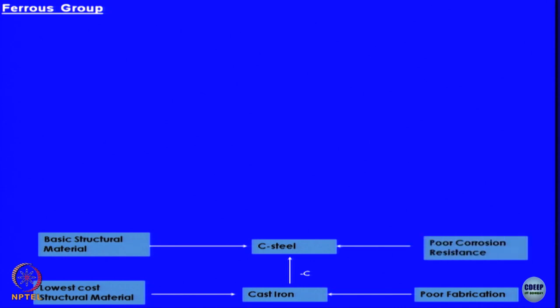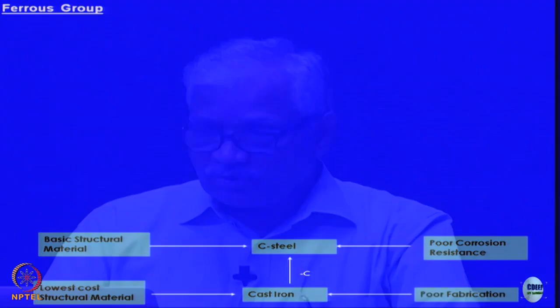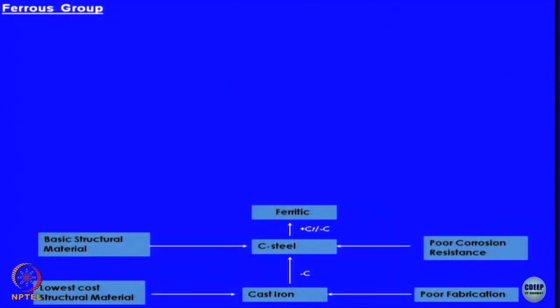What is the problem with that? The problem is it has poor corrosion resistance, it is a basic material. The corrosion resistance of that is not that great. So, how to improve corrosion resistance? You add chromium, but you cannot add chromium when you have a large amount of carbon. So, remove carbon, add chromium, you get a stainless steel that is called ferritic grade stainless steel. It has a reasonable corrosion resistance as it exhibits passivity.